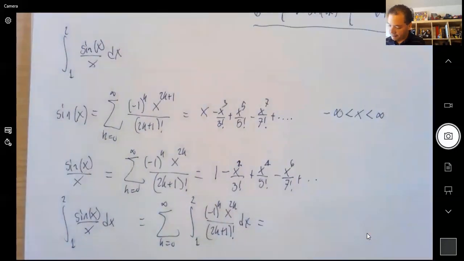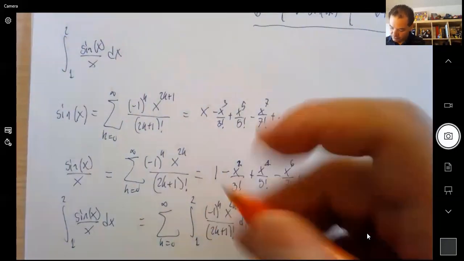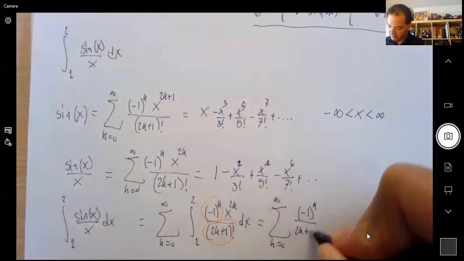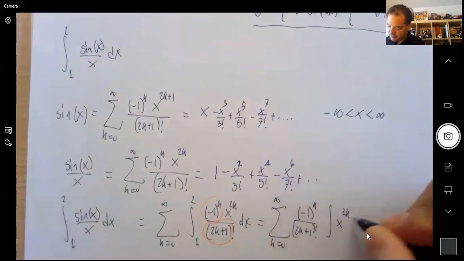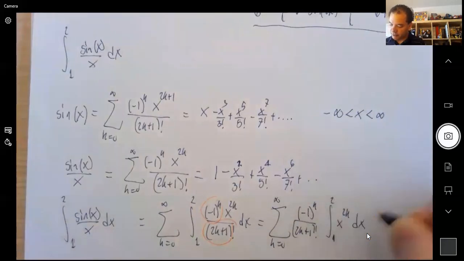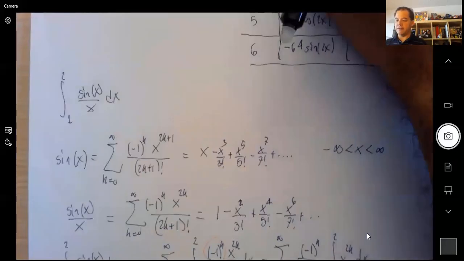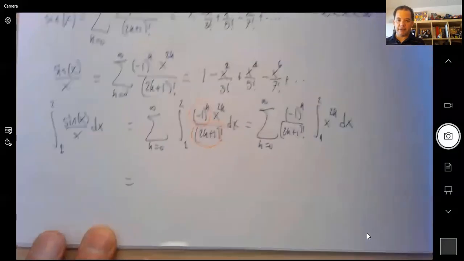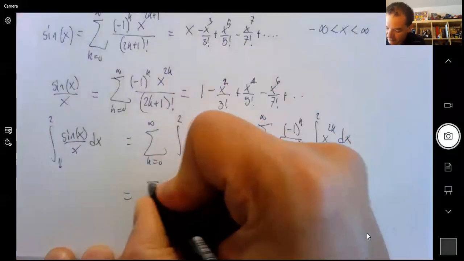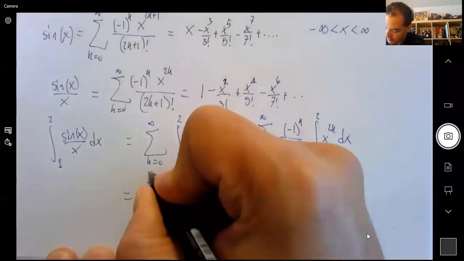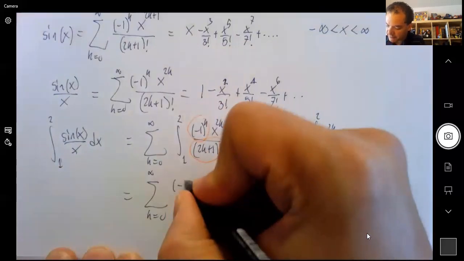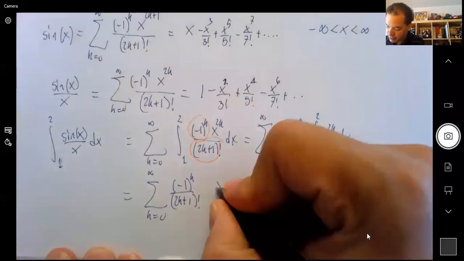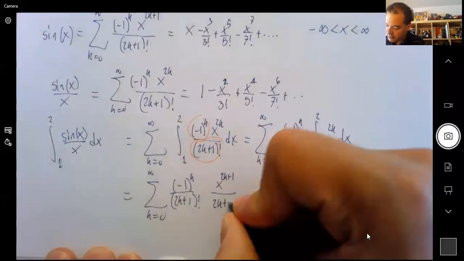These guys are constants. We can take them out of the integral. And now the integral is not so hard. It's just x to the 2k. And that's easy to do because you just add 1 to the exponent and divide by the new denominator, right? So this is, I'm just copying the sum, the constants that we took out. And now, like I said, it's x to the 2k plus 1 divided by 2k plus 1 from 1 to 2.